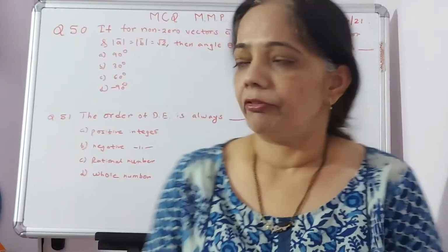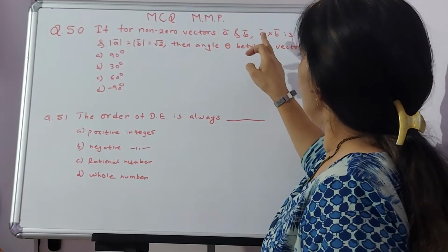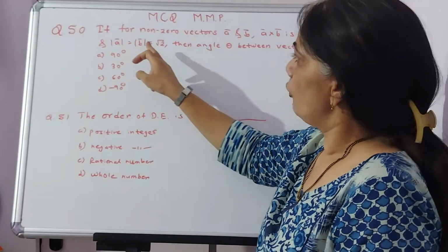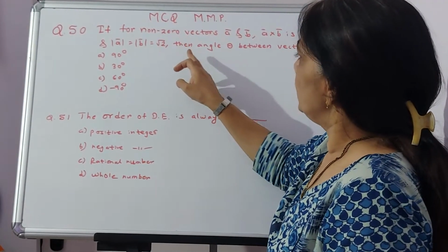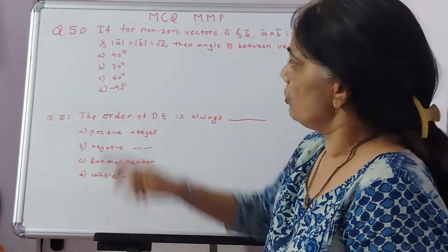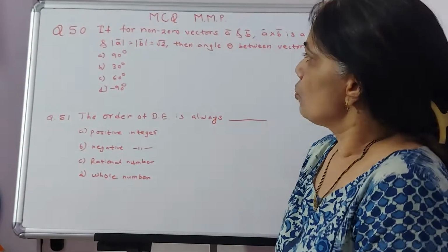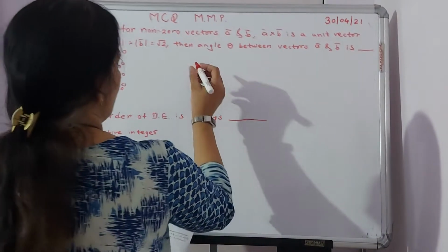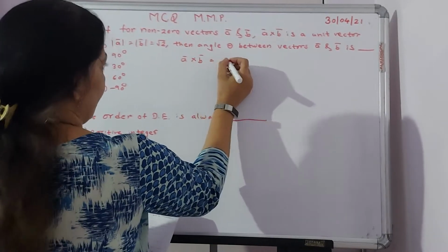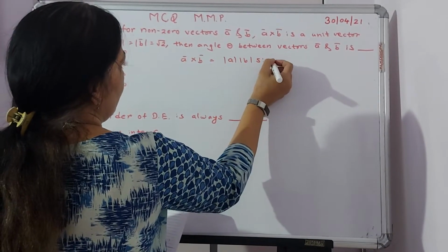Next question, question number 50. If for non-zero vectors A and B, A cross B is a unit vector and mod of vector A is equal to mod of vector B is root 2, then the angle theta between the vectors A and B is what? That's the question. Options are 90 degrees, 30 degrees, 60 degrees and minus 90 degrees. So here we have to just use the definition of A cross B. We have defined that as A into B into sine theta.